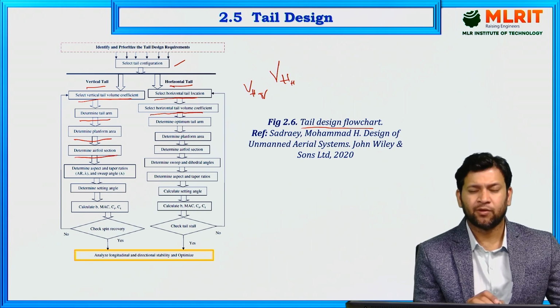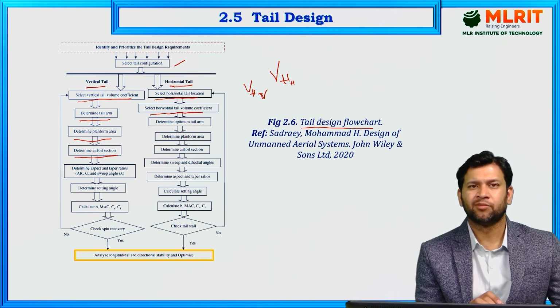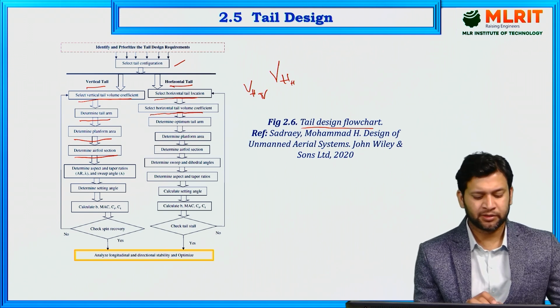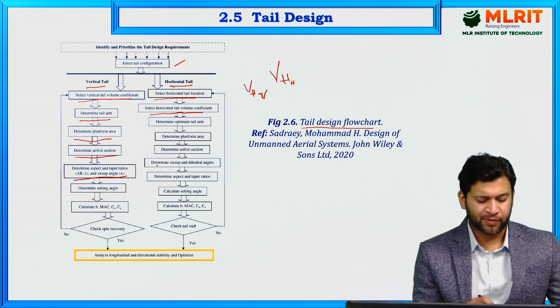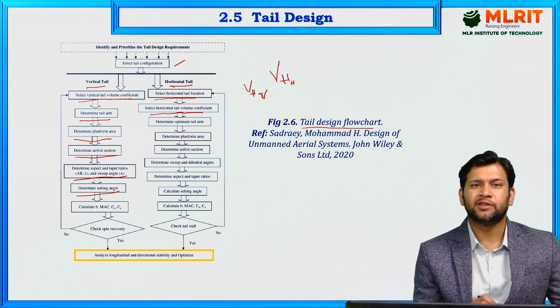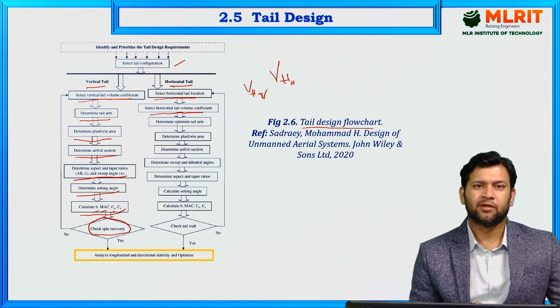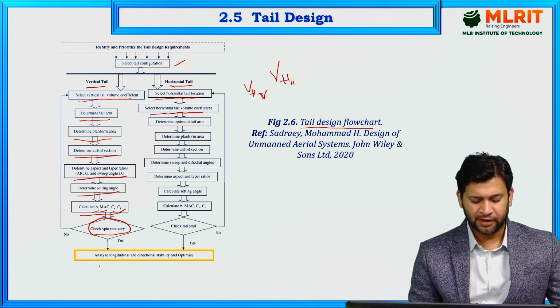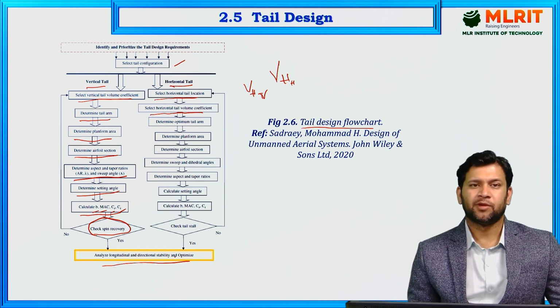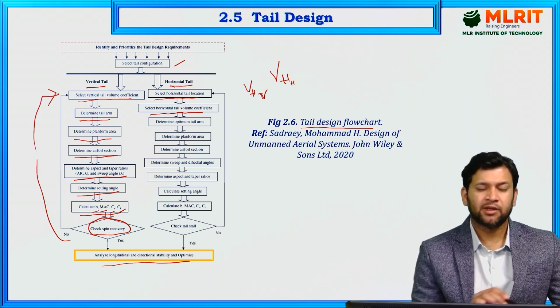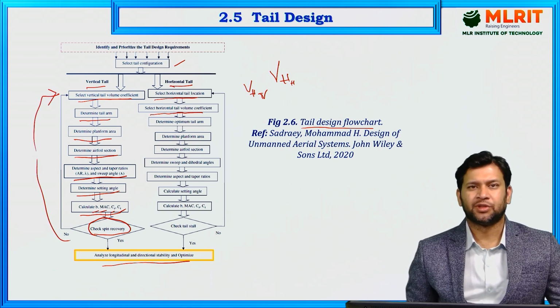Then we'll determine the airfoil selection, the airfoil which is chosen based upon its specifications. And once the airfoil selection is done, we'll find the aspect ratio and taper ratios along with the sweep angle. Then we'll determine the setting angle. Then we'll calculate span, mean aerodynamic chord, root chord, tip chord. After that, we'll check for spin recovery. If spin recovery is possible, we'll analyze it for longitudinal stability optimization. If not, then we'll come back to the selection of vertical tail volume coefficient again.